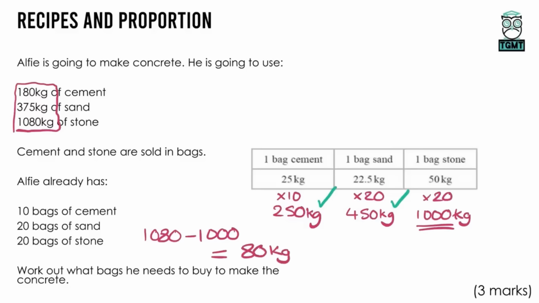Now, having a look, we can see over in our table that one bag of stone is 50 kilograms. So one bag is not going to be enough. We'd have to buy 2 bags. Yes, we'd have 100 kilograms and we only need 80, but we'd have to buy 2 bags of stone. So there we go. 2 bags of stone would be our final answer, and that would give us enough in order to use this recipe to make the concrete.